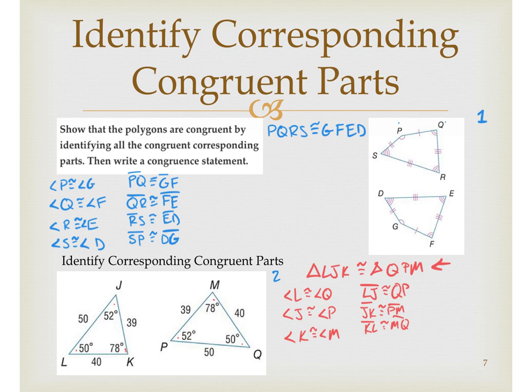Now, if you're having trouble reading the congruency statement, that's fine. Mark up your picture. Do markings, do something. Here's 40, it's congruent to 40 over here. 50 is congruent to 50 over here. 39, 39. And once you have those markings written down, then it becomes a lot easier to name the triangle. Have some sort of orientation to help you figure out, because the pictures will not always be in the nice, neat, simple, easy spots.